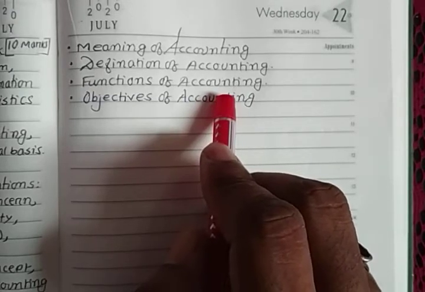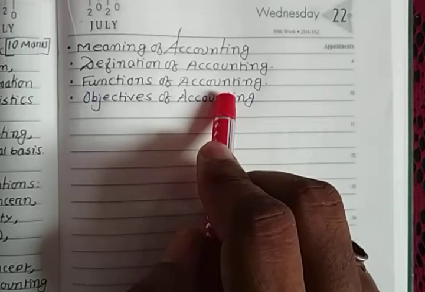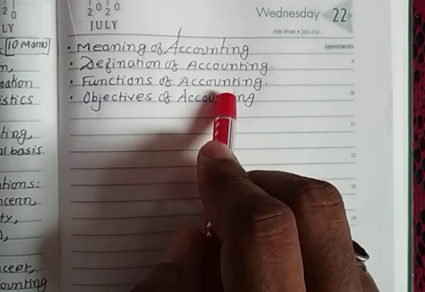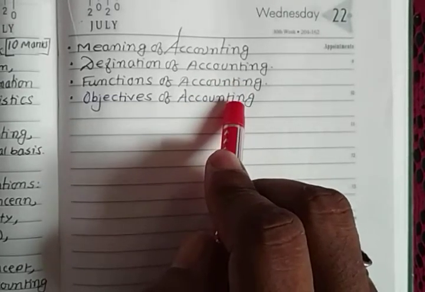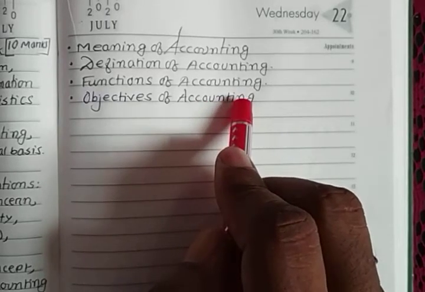After recording, what do you have to do? You have to classify. Classifying means ledger, right? Then after classifying, you have to summarize. Summarizing means trial balance. So recording, classifying and summarizing, up to this much is known as bookkeeping. And where bookkeeping ends, from there accounting starts.